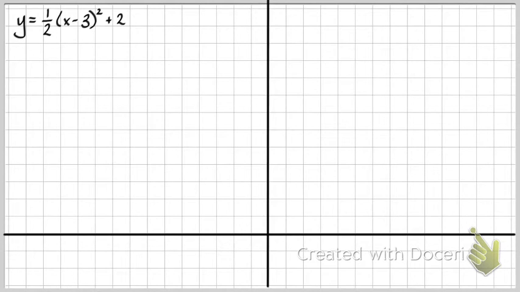Welcome to part 3 of graphing vertex form quadratic equations. Now we've got our equation y equals 1/2 times the quantity x minus 3 squared plus 2. That 1/2 being, instead of a vertical stretch, now we've got a vertical compression. Things start the same way.